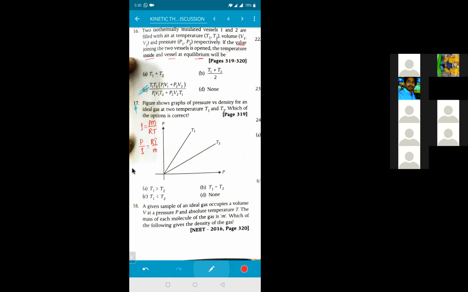So I can write here for the given condition, density is equal to mass by volume. It is the relation between density and pressure. Na? So which is density?